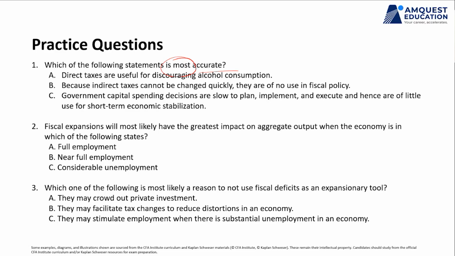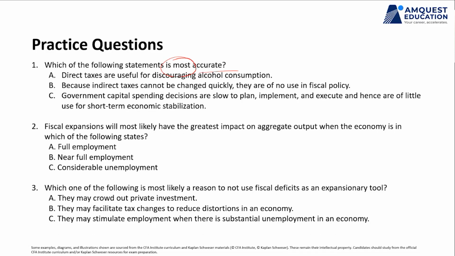Okay, next one. So, third one, there are three more left afterwards. Which of the following is most likely a reason to not use fiscal deficits as an expansionary tool? Now, I just told you, right? Fiscal policy can have an expansionary deficit as a tool. So, think of using fiscal deficit. Do they crowd out private investment? Do they facilitate tax changes? Or do they stimulate employment when there's substantial unemployment?